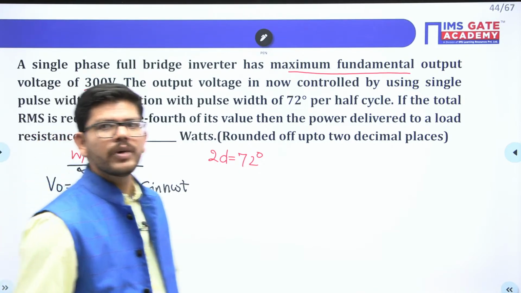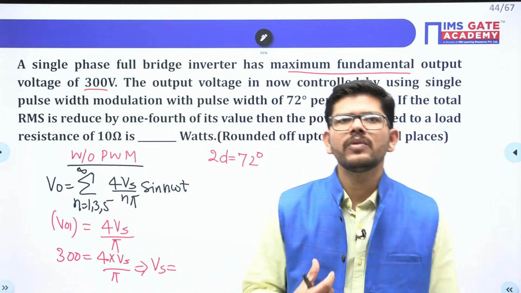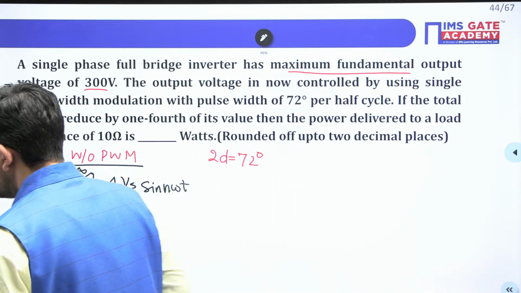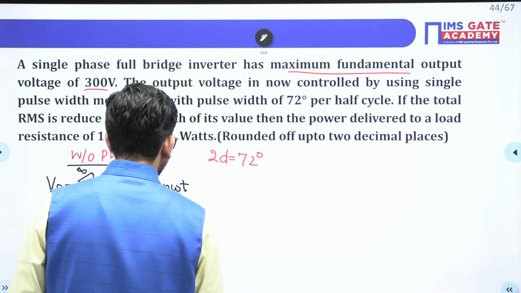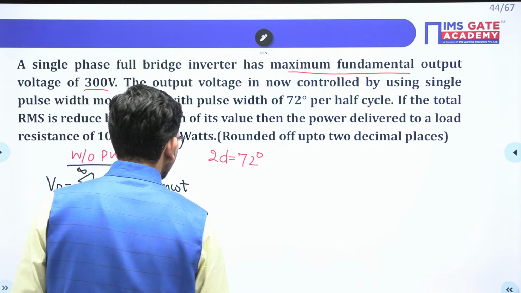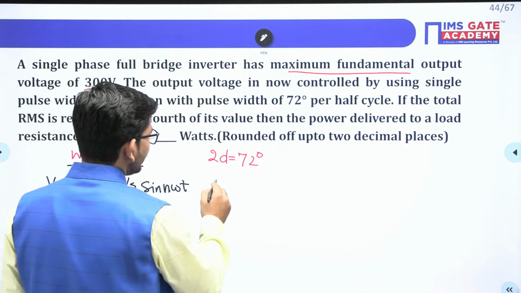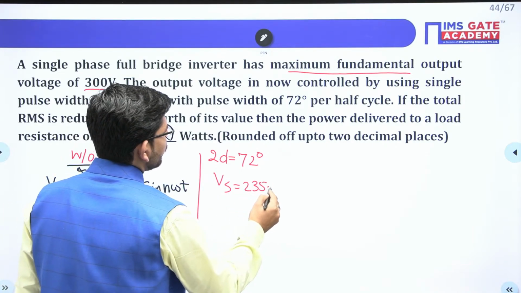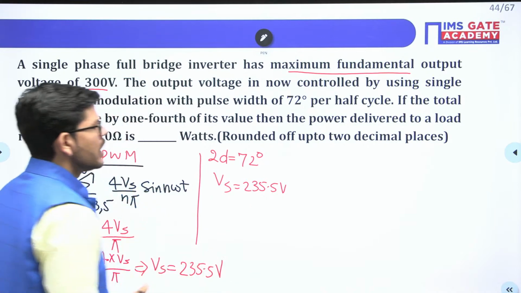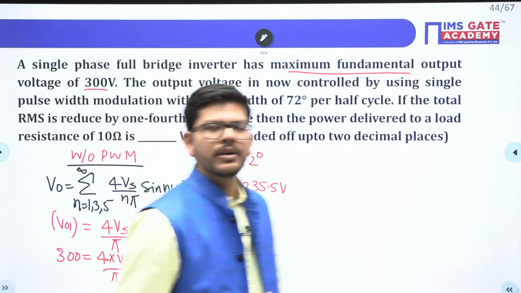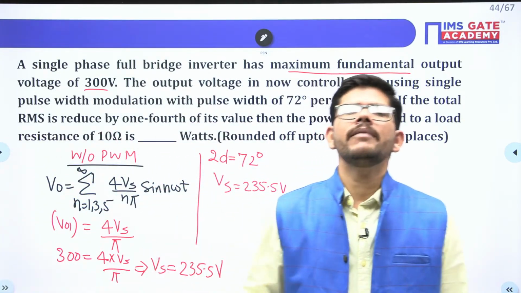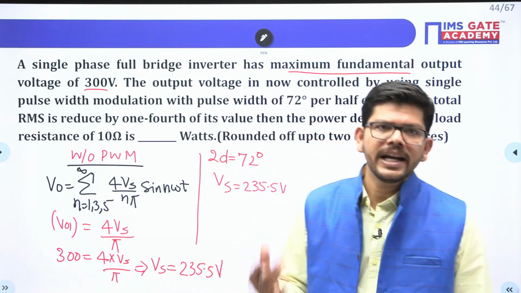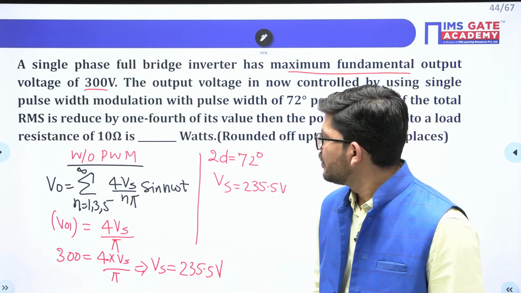For calculation of Vs, this particular data was given to us. So what will be the value of Vs, guys? Vs value will be 235.5 volt here. So we have the Vs value right now, 235.5 volt, and the pulse width is 2D. So before we employed the pulse width modulation, from the given data we have calculated the Vs value.